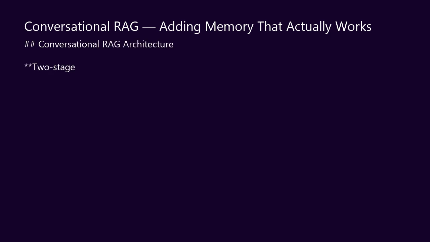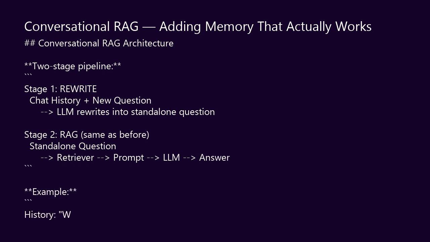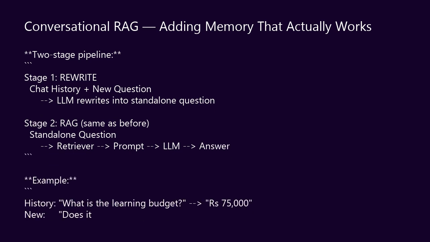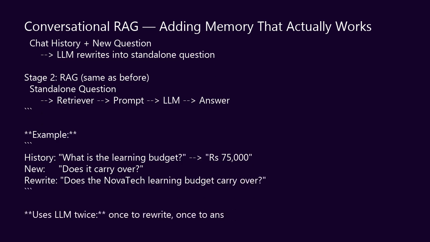Here's the architecture for conversational RAG. It has 2 stages. Stage 1. Question rewriting. Before we search, we pass the chat history and the new question to the language model. We ask it, given this conversation history, rewrite the latest question so it makes sense as a standalone question. "Does it carry over?" becomes, "Does the Nova Tech learning budget carry over to the next year?"